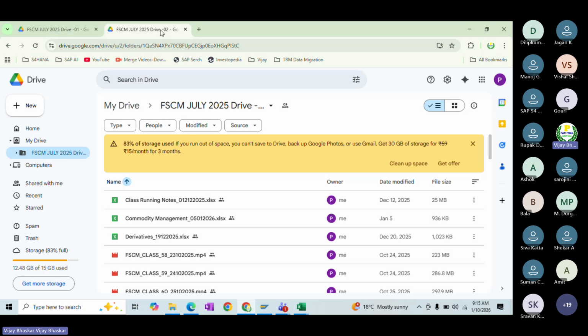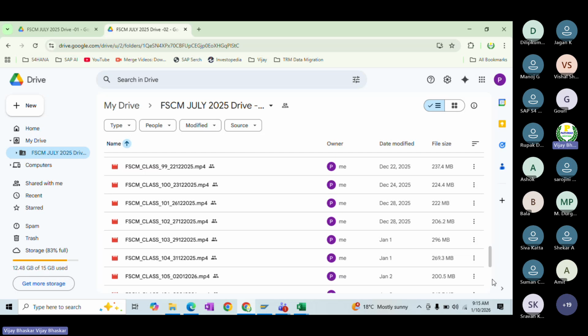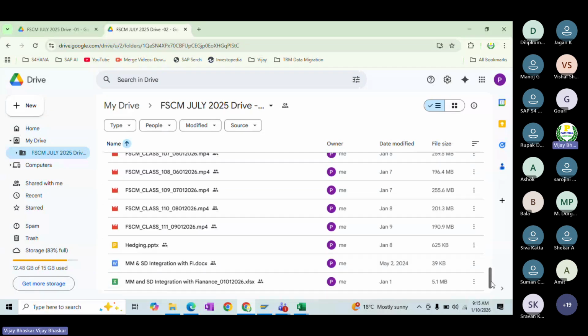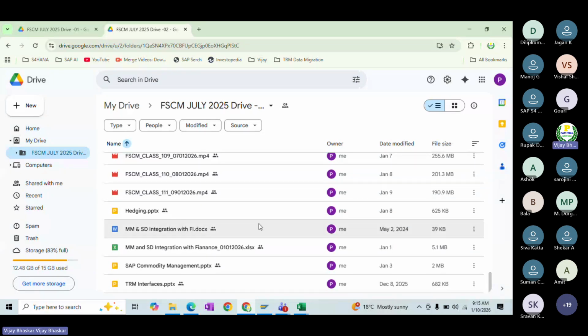So this is drive 2 here. Drive 2 also you can see is almost 83% filled. Class 111, the session which was taken yesterday. Today also there was a session, but I did not upload that one. Maybe in some time I'm going to upload that one.